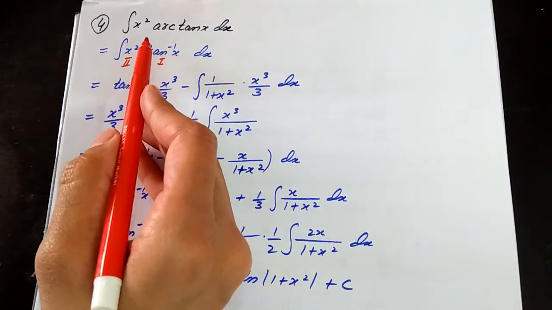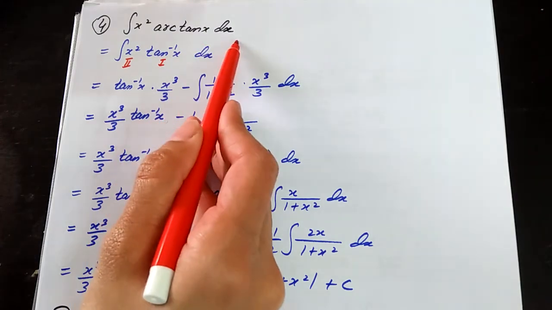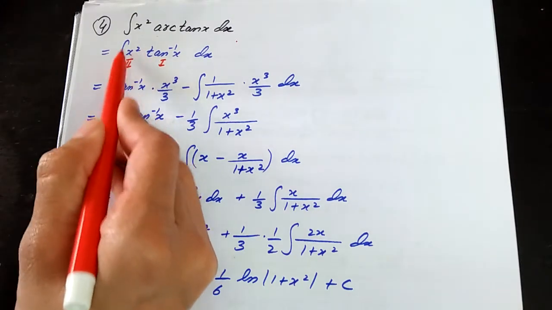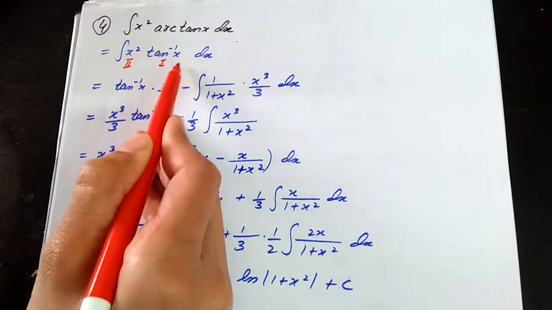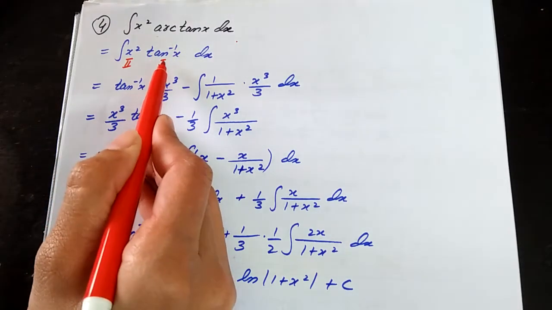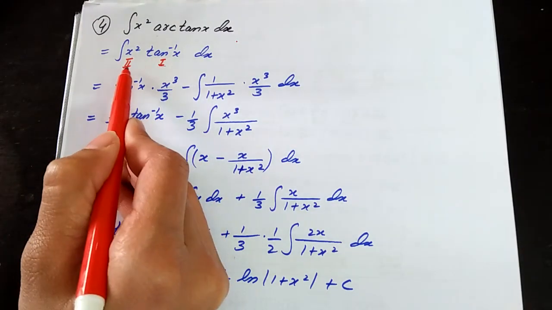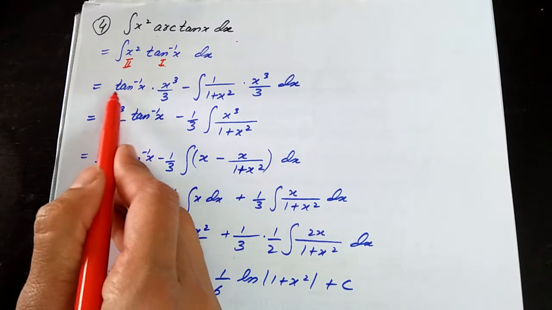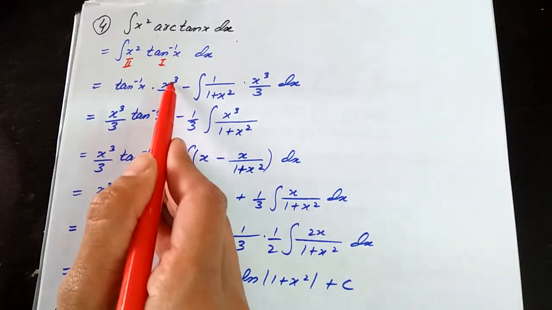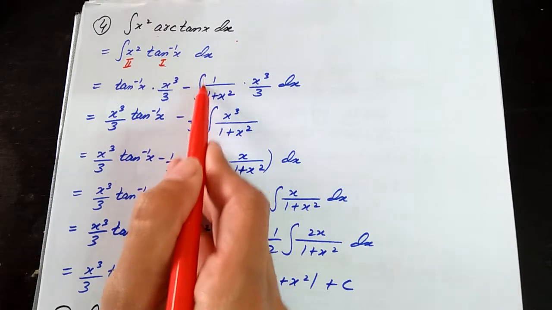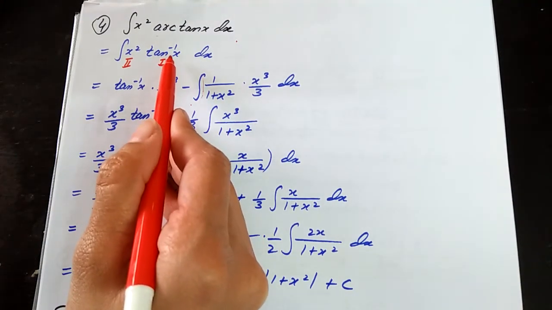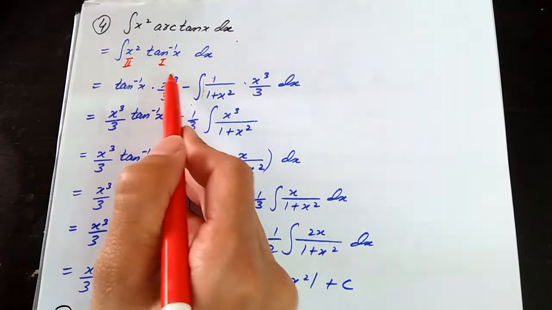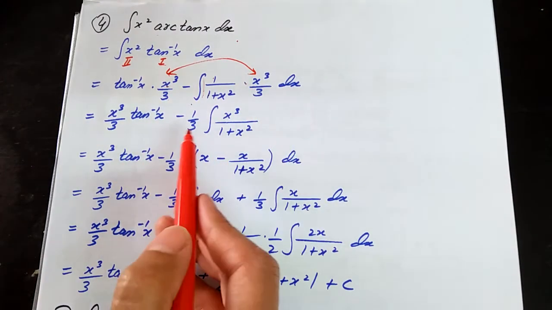Question number 4. Integration of x square arc tangent of x dx. Arc tangent of x is tangent inverse of x. X square has the integration formula, but tangent inverse of x has no integration formula. So just specify it as first function and x square as the second function. Now using the formula of integration by parts, first function will come as it is into integration of second function, minus main integral sign, derivative of first function, derivative of tangent inverse of x is 1 over 1 plus x square, into integration of second function, that is the same thing, dx.